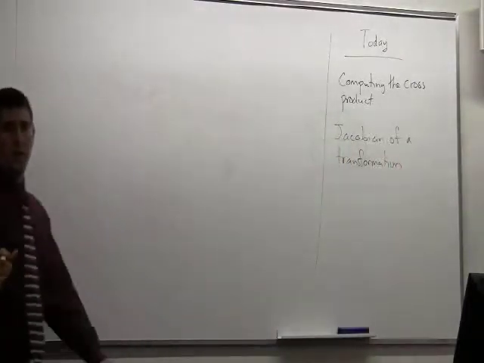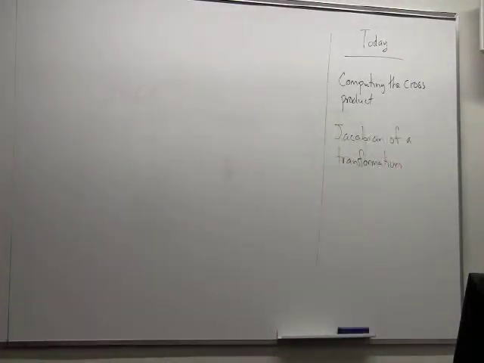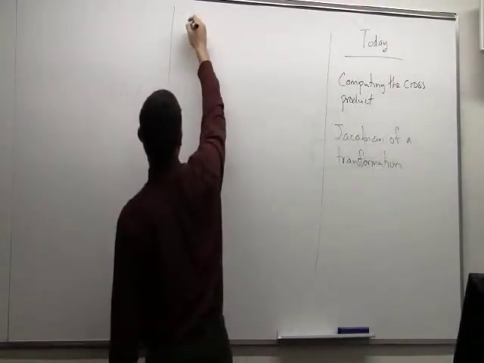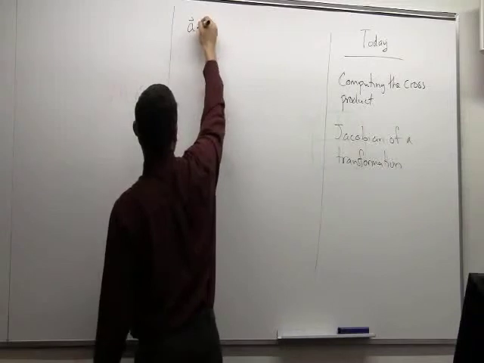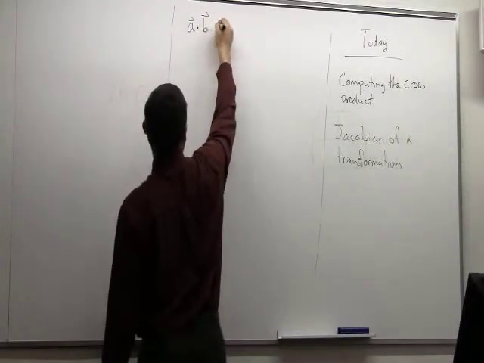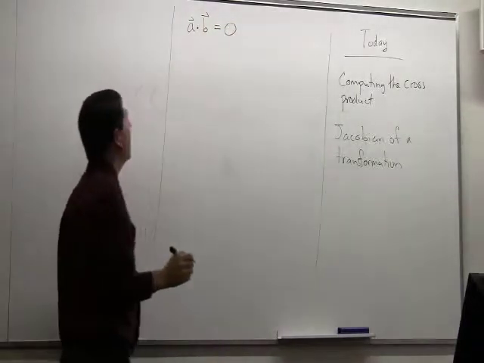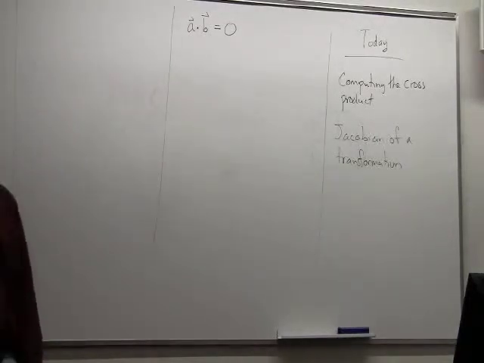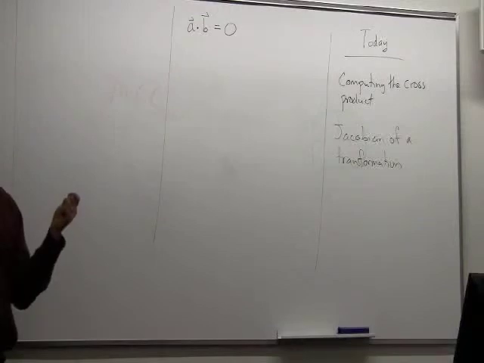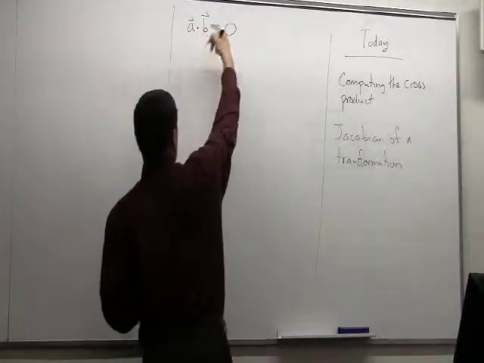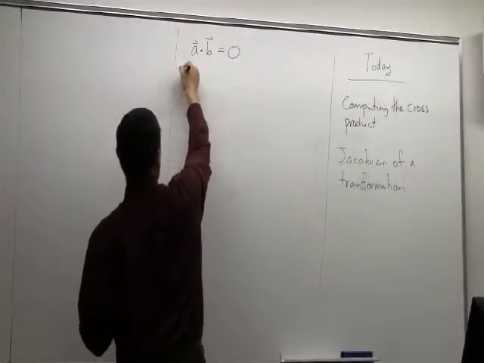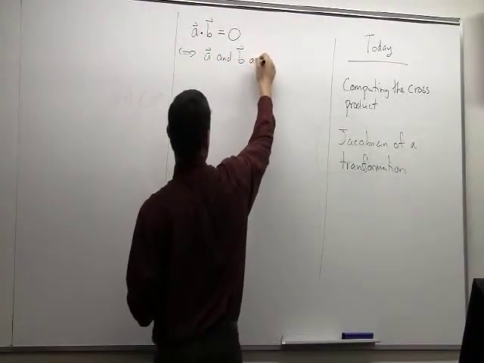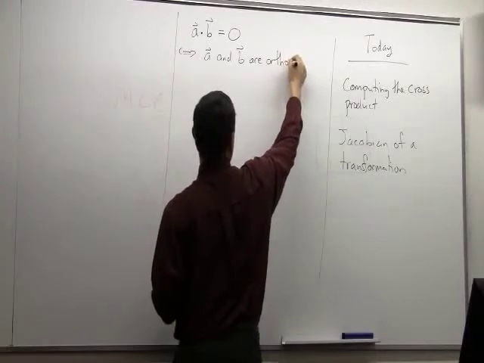Yeah, we can. Alright, so I just want to remind you that we started off by defining the dot product of two vectors. And we did it because we wanted to know when the two vectors were orthogonal. And we showed that the dot product is 0 if and only if A and B are orthogonal. Right? That means they're perpendicular.